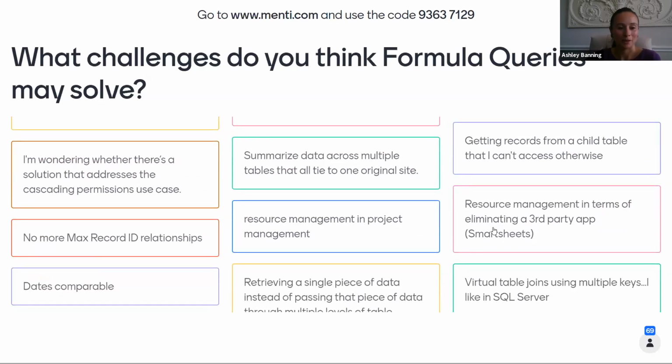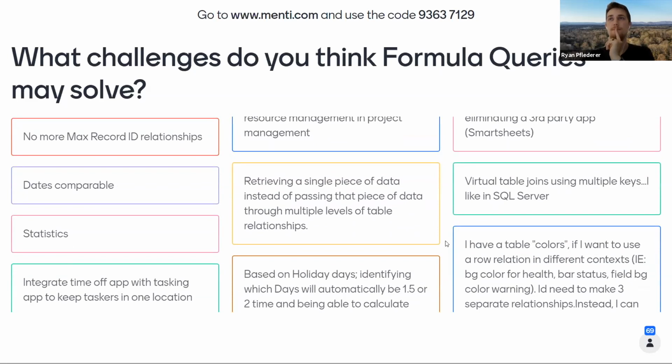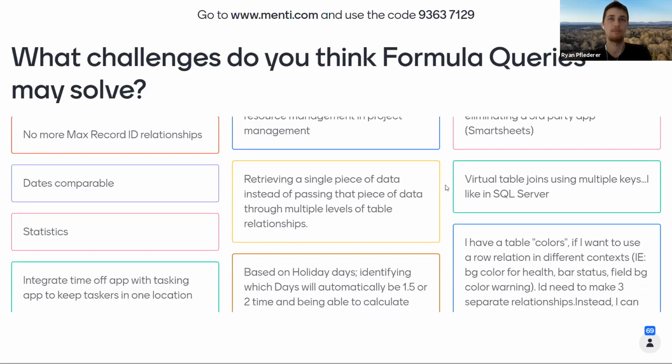No more max record ID relationships. Yep, that's a fun one. Eliminating a third-party app. Awesome. That's what we love to do, help you streamline and simplify your processes to only needing to go to one place to do everything you need to. That's great. Awesome. Yep. Virtual table joins using multiple keys like in SQL. Totally.